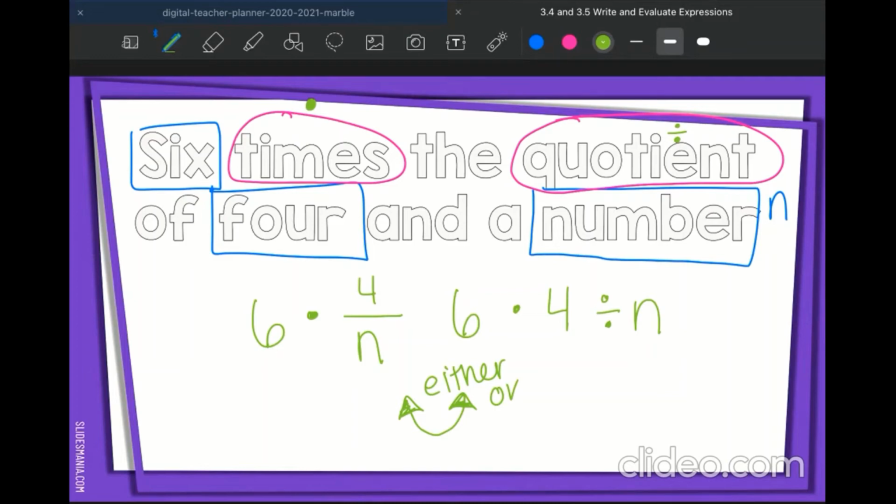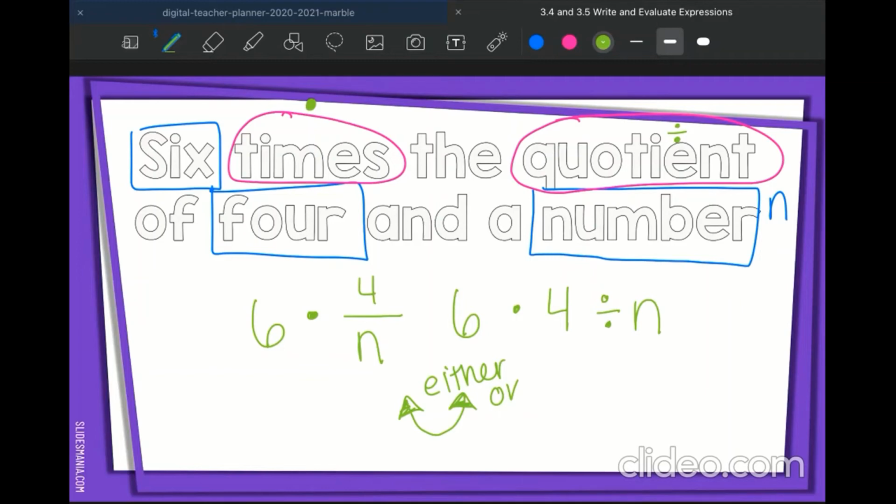That fraction right there, you see how I put the fraction bar? That's the same thing as divide. The fraction bar tells me to divide. So instead of writing out a division sign like I did in the second problem, I can use a fraction bar, and that fraction bar tells me I have to divide 4 and n. So another way you write division is with a fraction bar.